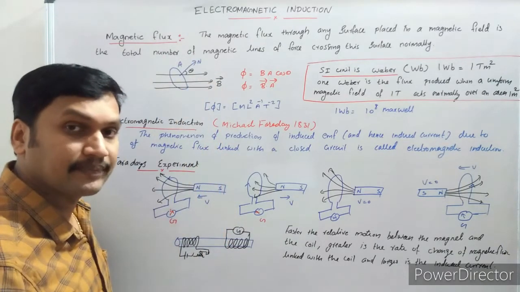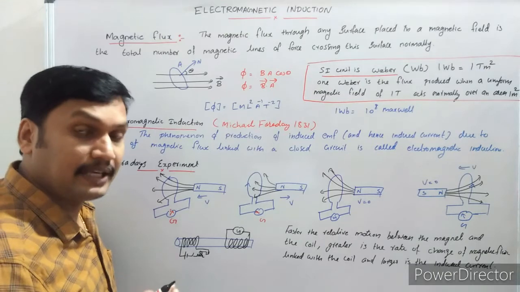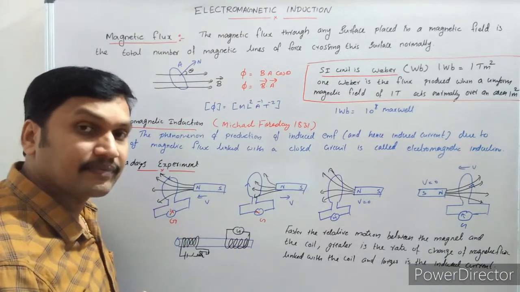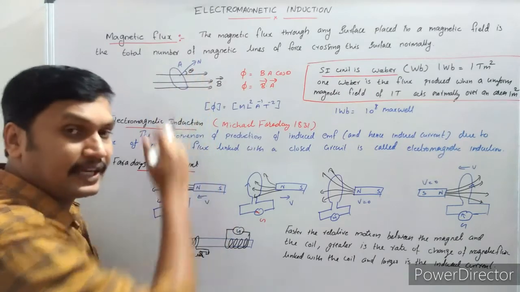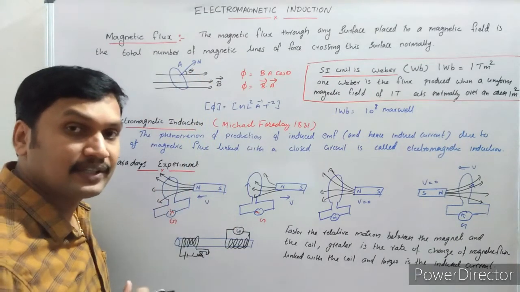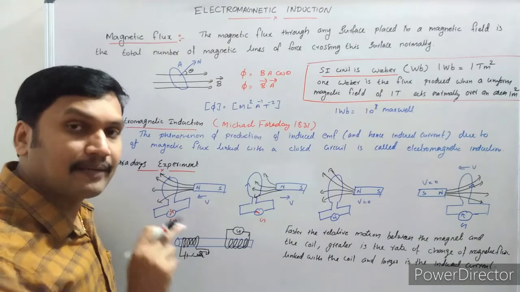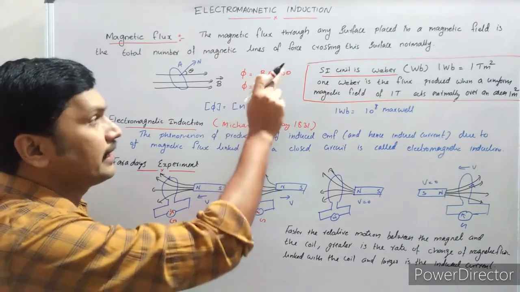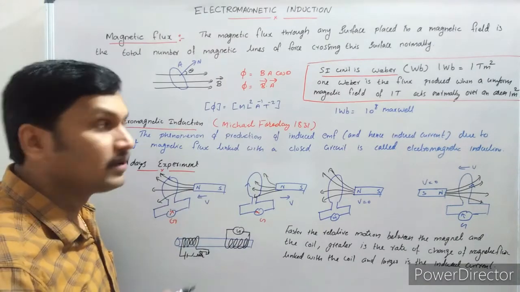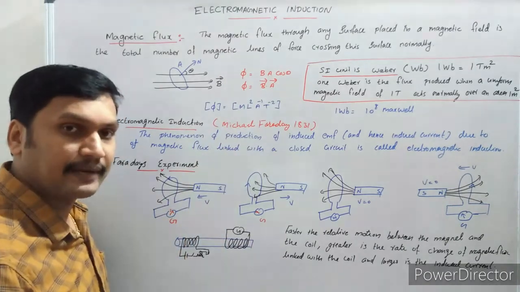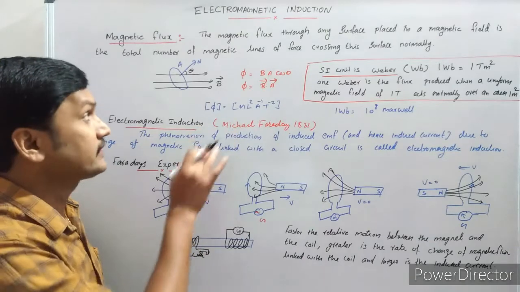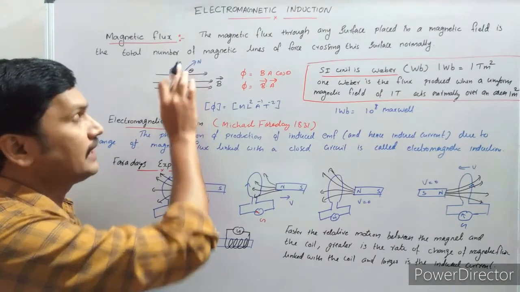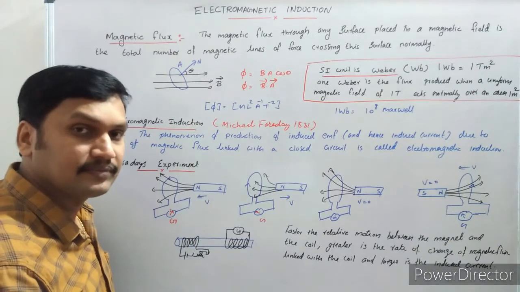The flux is minimum when the plane is parallel to the magnetic field lines. When the plane of this area is parallel to the magnetic field lines, the normal and the magnetic field make an angle of 90 degrees. So we can write BA cos 90, and cos 90 comes to 0. So flux is minimum by that time. So the flux varies when the angle between the magnetic field and normal changes.